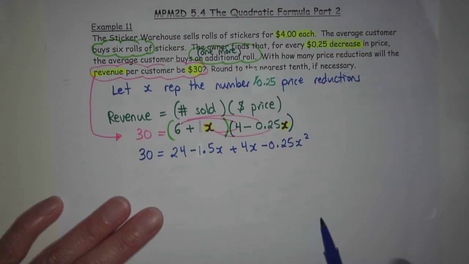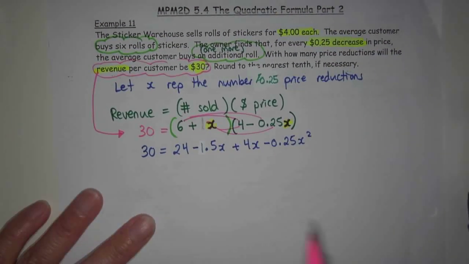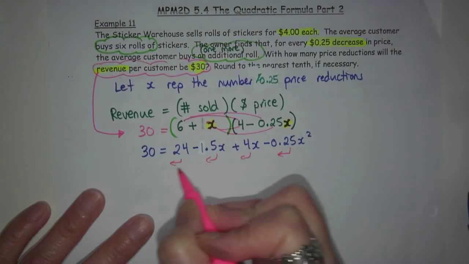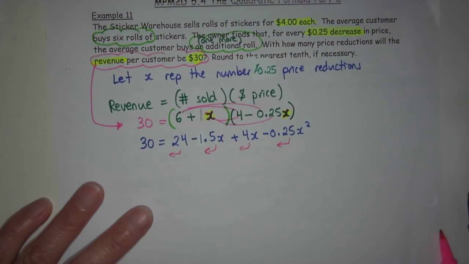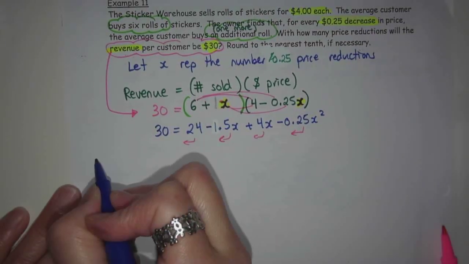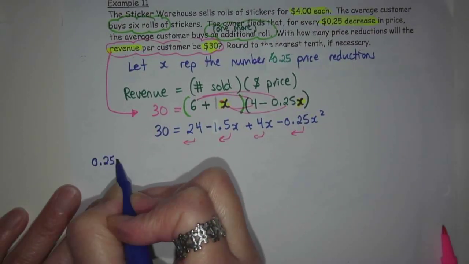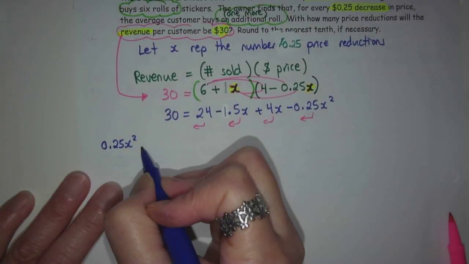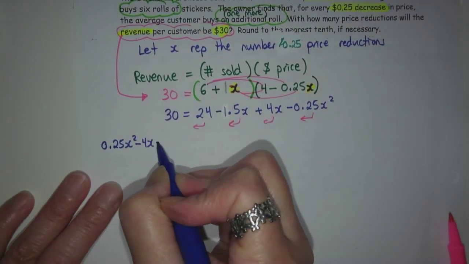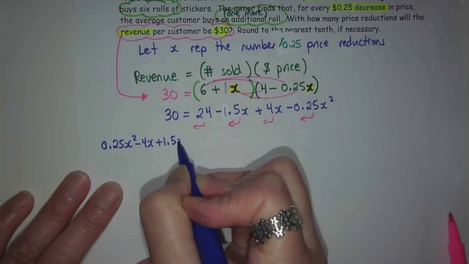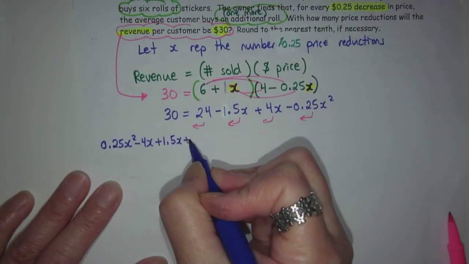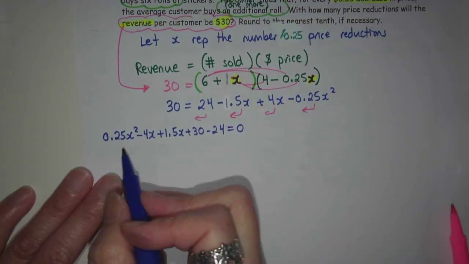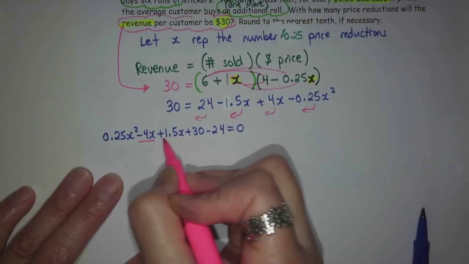Okay, I don't like this. I'm going to bring everything over to one side, equaling 0. And we're going to get 0.25x squared. We're going to bring these two over. So this will be minus 4x plus 1.5x. The 30 is there, so 30 minus 24 equals 0. Clean that up. These guys are like terms.